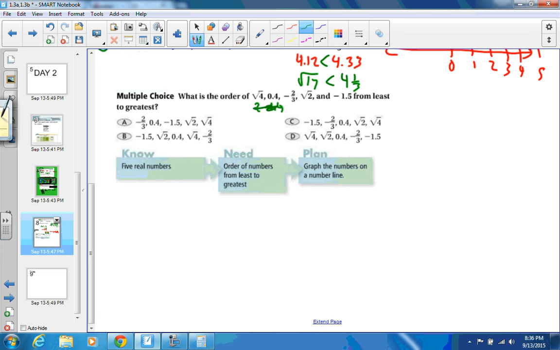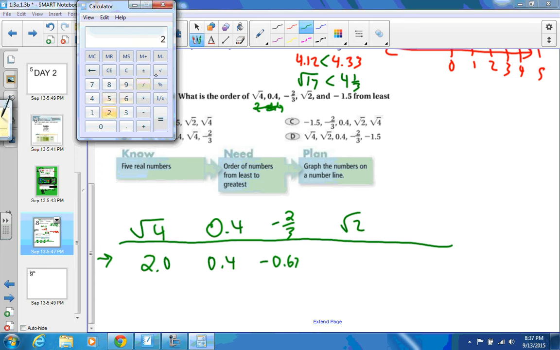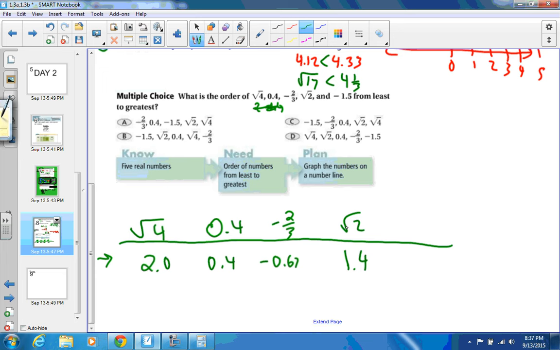I'm going to take these down here and do this. Square root of 4 is 2. 0.4 is 0.4. So that's going to be smaller already. Negative 2/3 is going to be negative 0.67 approximately. Square root of 2, well, let's put it in the calculator. I don't know that one. 1.4. And then negative 1.5 is negative 1.5.